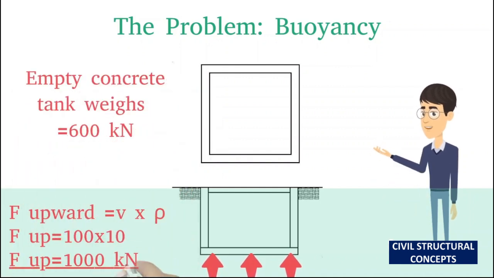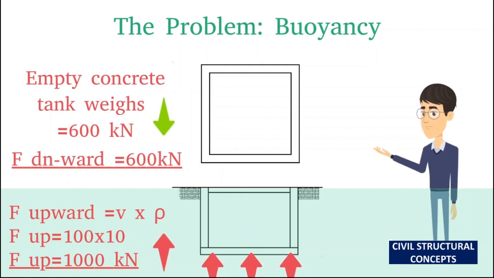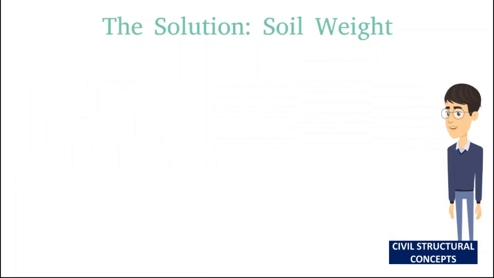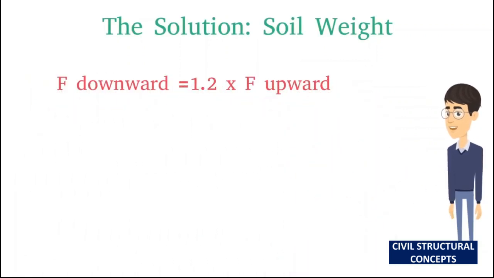Now, let's say the empty concrete tank itself only weighs 600 kilonewtons. We have a major problem. 1000 kilonewtons pushing up, but only 600 pushing down. The tank will float. To be safe, our total downward force must be 1.2 times the uplift force.